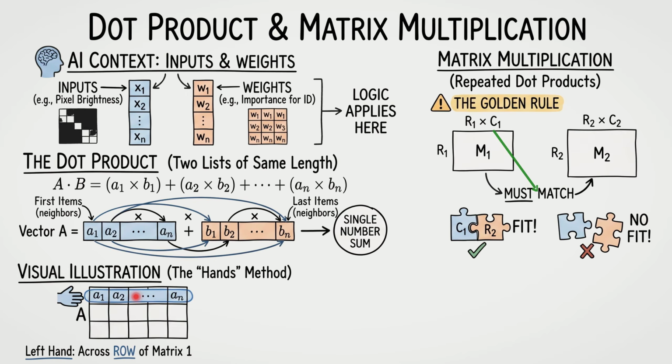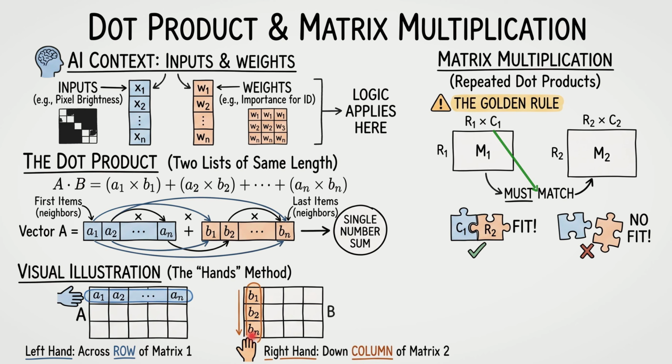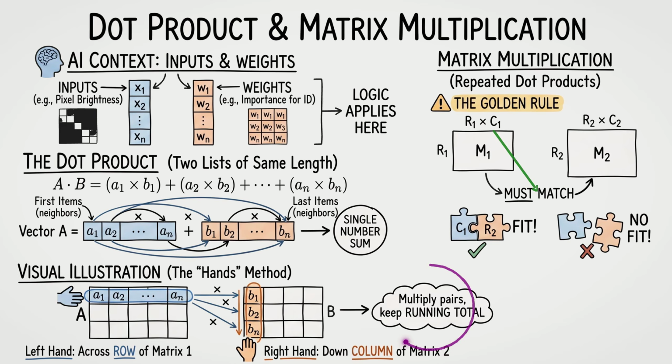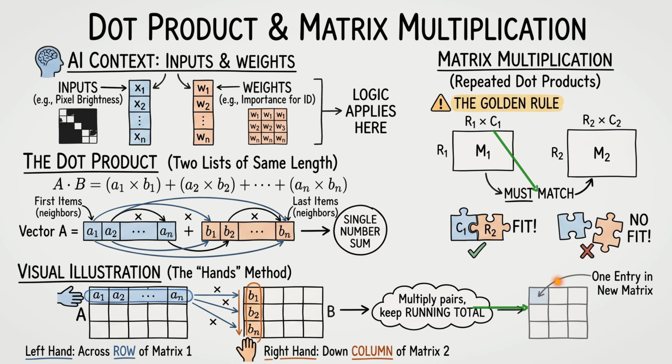At the exact same time, your right hand moves vertically down a column of the second matrix. Every time your fingers land on a pair of numbers, you multiply them and keep a running total of the sum in your head. Once you reach the end of that row and column, that final sum becomes just one single entry in your new resulting matrix. So always remember, you slide across the rows of the first matrix and down the columns of the second matrix to find your perfect pairs.